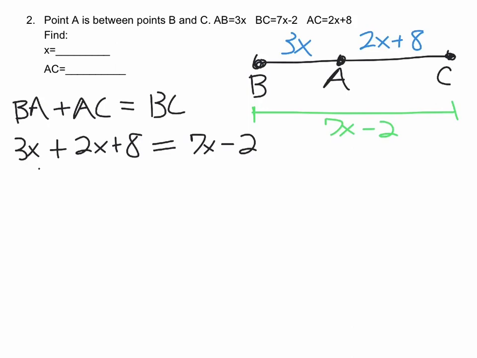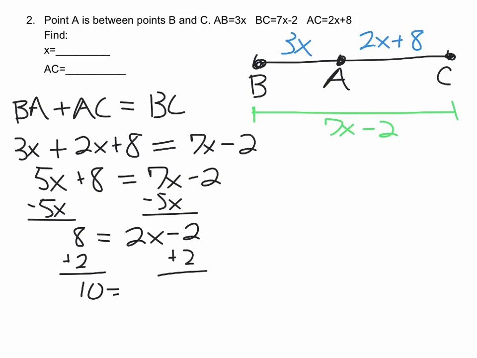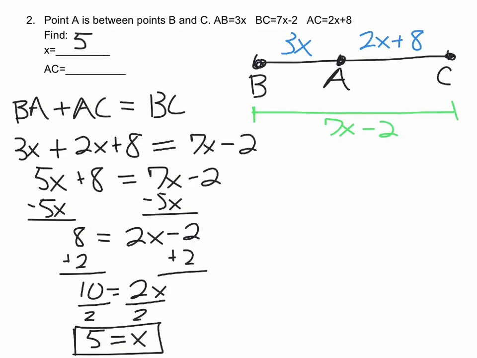We're going to combine like terms on that left side. 3x plus 2x gives us 5x. And then we've got that 7x minus 2 on the right side still. And now I'm going to subtract 5x from both sides to combine our x's all on one side. And I get 8 equals 2x minus 2. I'm going to add 2 to both sides then. And I get 10 equals 2x. And the last step, just divide by 2. And so I get 5 equals x. And that is our answer to the first part of the problem.